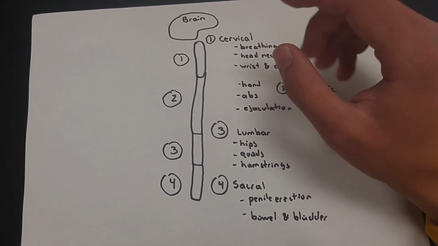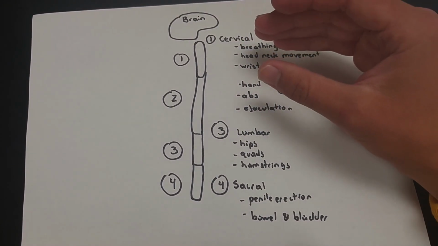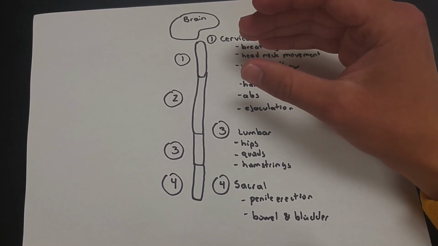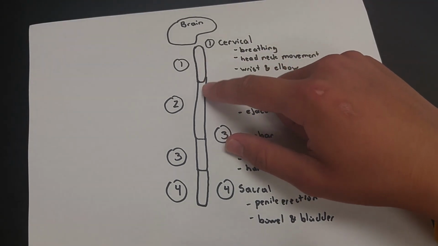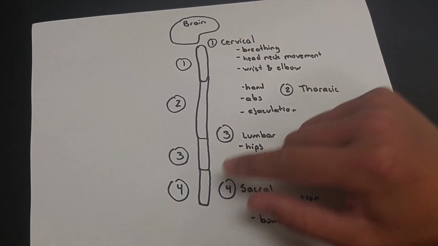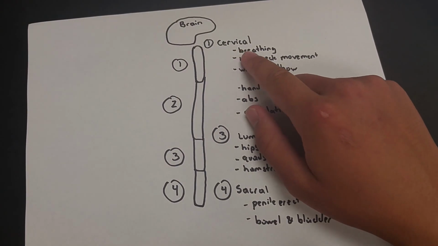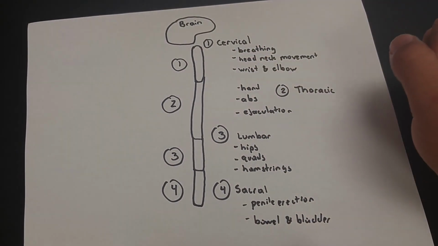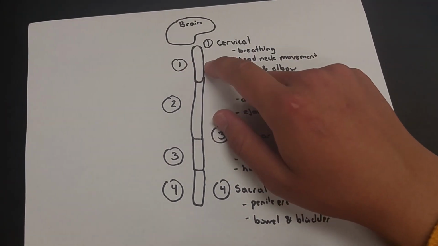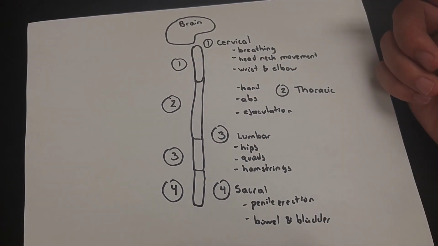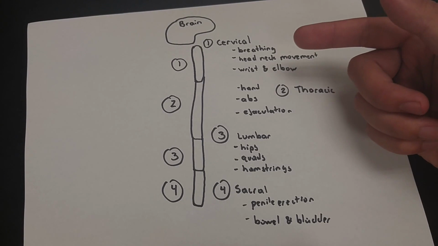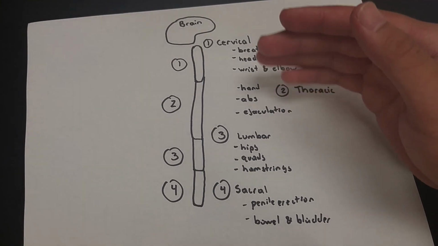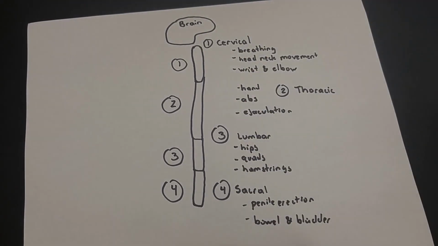So let's start with the cervical. So the cervical is the first part of the spinal cord from the top. There's 4 parts, and that's responsible for breathing, head and neck movement, and wrist and elbow movement. So if you were to cut it right here, well, then you die because you can't breathe and you can't move your head and your neck, and then you lose everything else below that too, right?